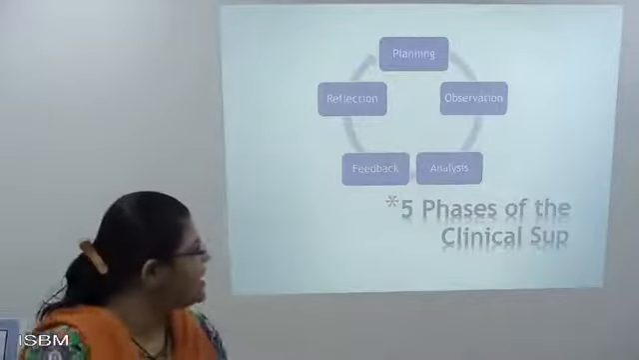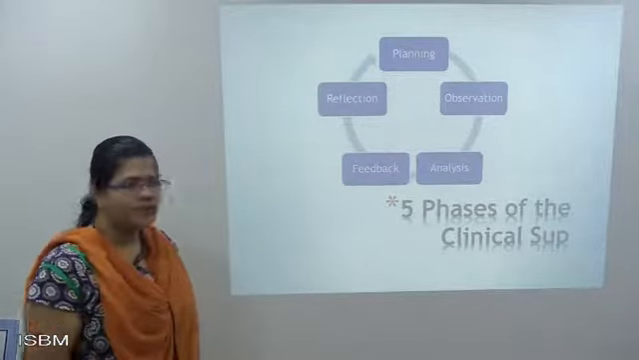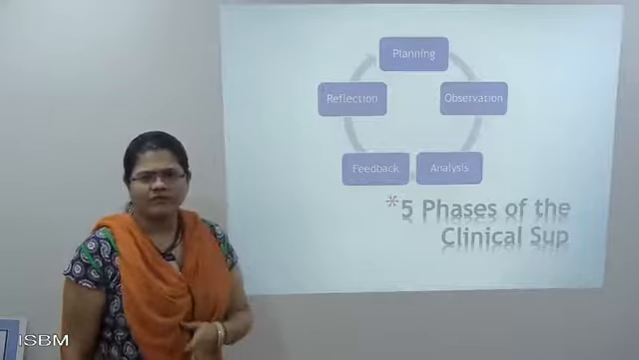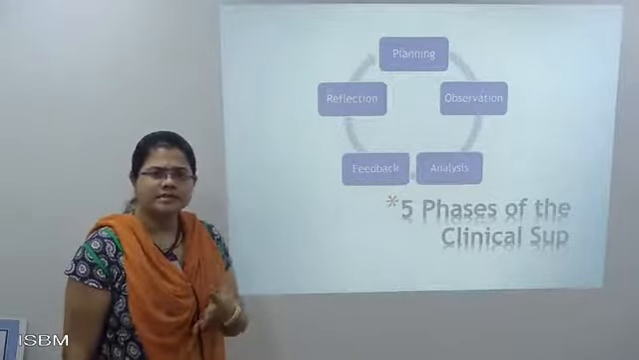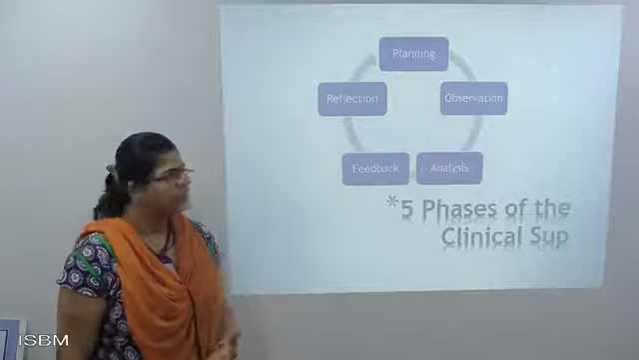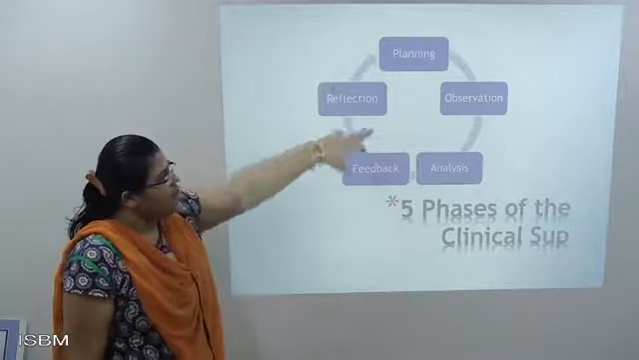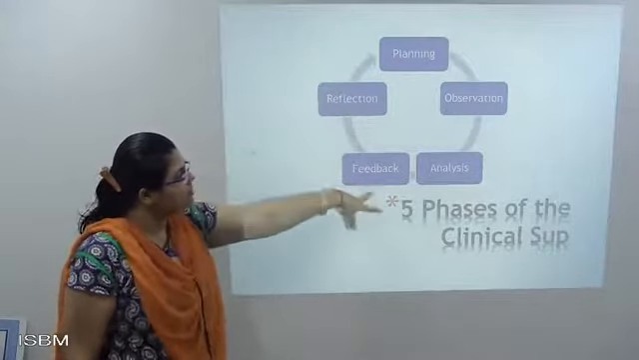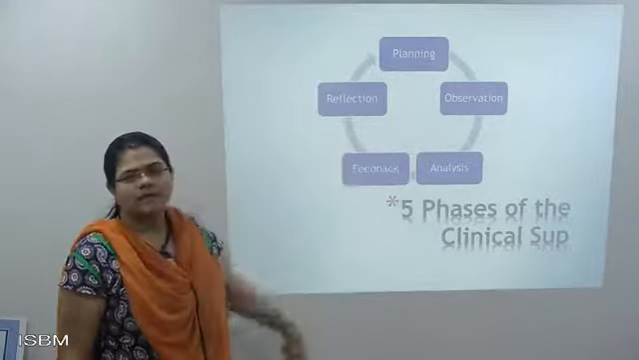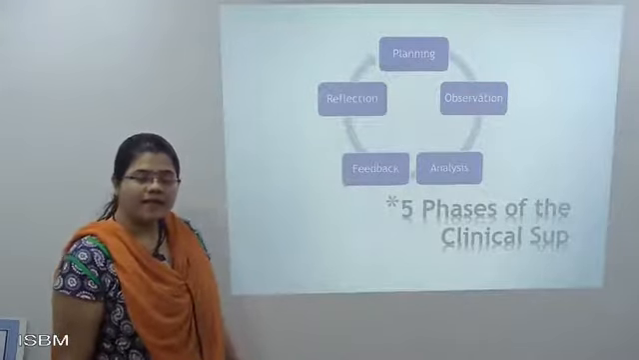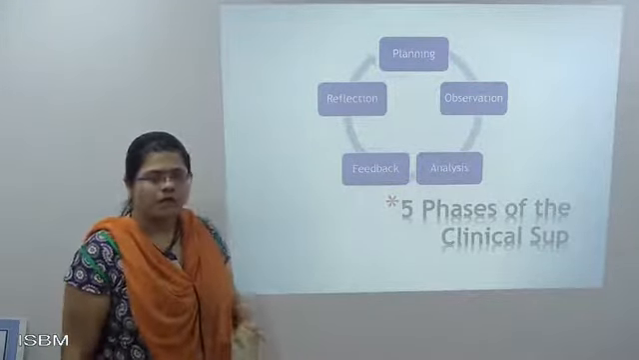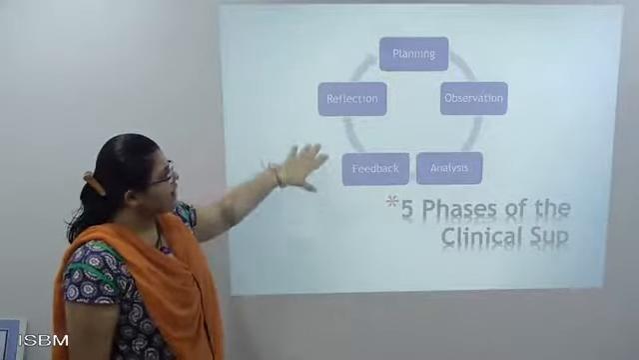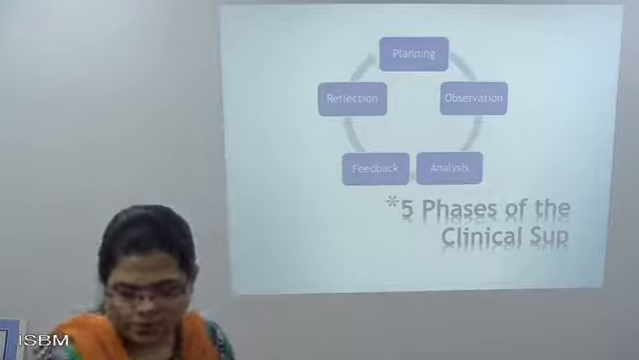Now, the 5 phases of clinical supervision. This is major, because with the help of these 5 different phases, management instruction and management development are seen. The phases are planning, observation, analyzing, feedback and reflection. We can see with the help of this circle that supervision is done through these 5 phases: planning, observing, analyzing, feedback and reflection. We'll go into the points and see them internally.